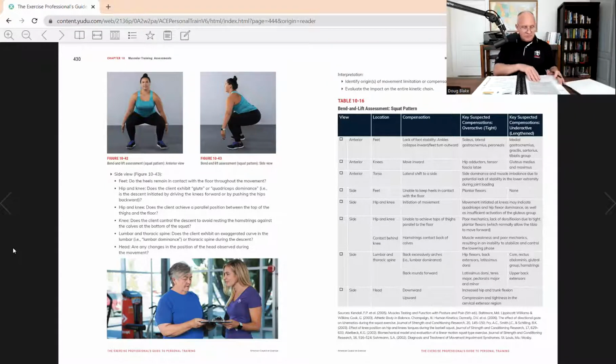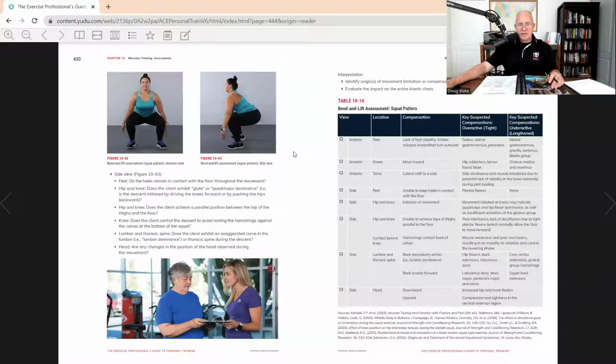I've done all of those things related to the beginning part of this chapter. Okay. So I've done the static postural, static balance, dynamic. I've gone through all of that, and I've gone through all the tables. Now I basically get to the bend and lift assessment. I just want to focus on this and kind of help you understand a little bit. So here we are, table 10-16.